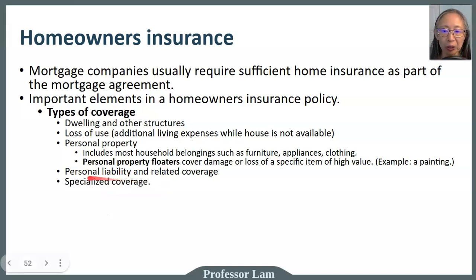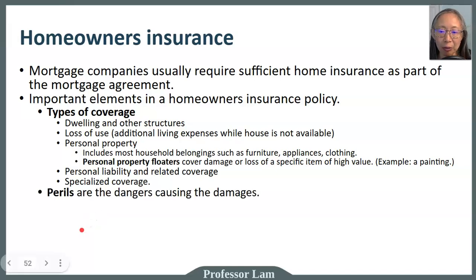There are other coverages as well that are unique to your personal circumstances. So these first four, dwelling, loss of use, personal property, and liability, are typical in terms of types of coverage. The second element is the type of risk. They are called perils. Perils are what cause the damage.